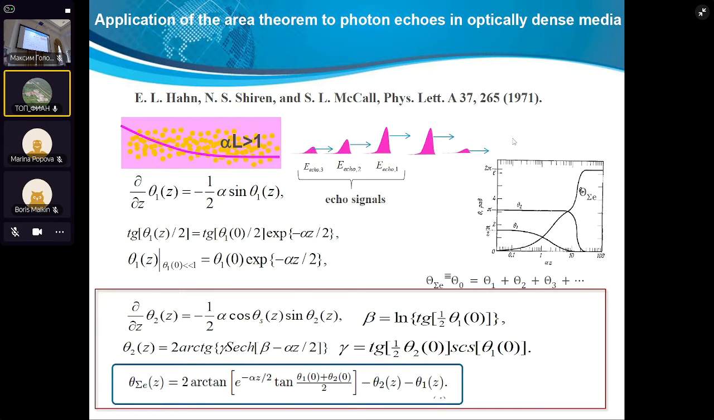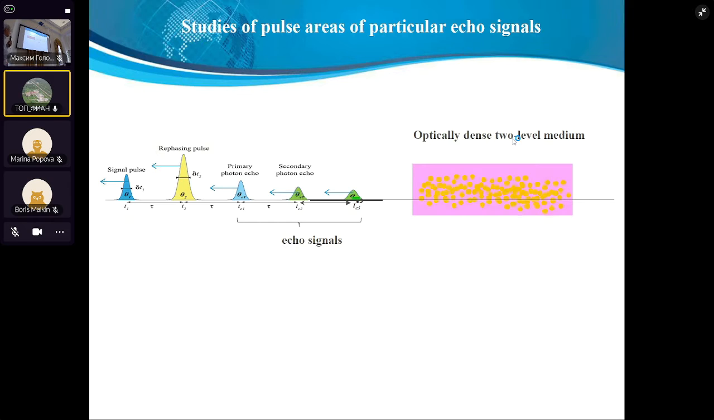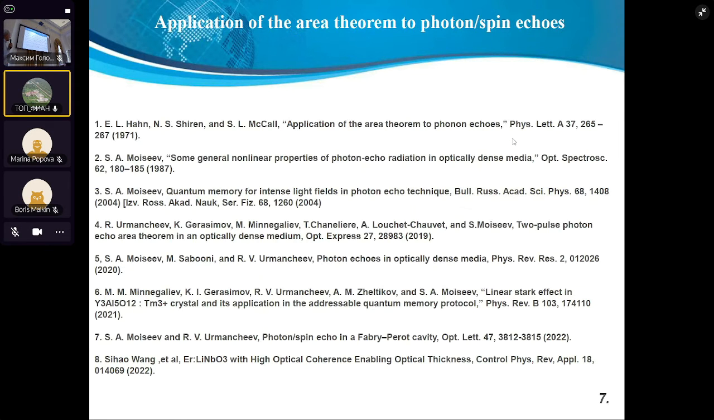But from that time, it was unclear what the properties of each particular pulse would be. And so a little bit recently, we studied in detail that in principle it's possible to find the pulse area of each pulse. Here I can say that now we have some papers which applied pulse area to photon echo to study echo signals, and in particular, the last paper is devoted to the study of such a system, multiple secondary photon echoes in a waveguide, in a recent paper.